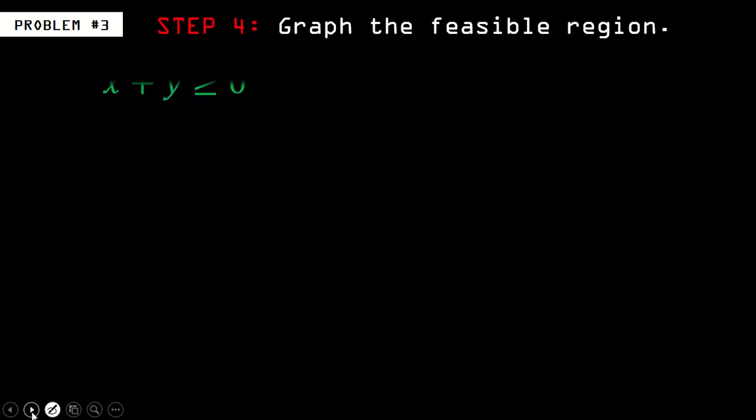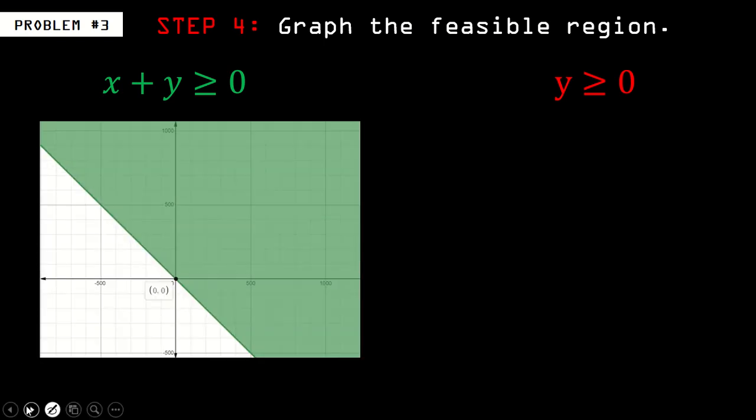The next one, we have x plus y greater than or equal to 0, and then y is greater than or equal to 0. Identifying the intercepts for x plus y greater than or equal to 0: if we let x be equal to 0, y is equal to 0. If we let y be equal to 0, then x is equal to 0. So the intercept here is at the origin. Since this is greater than or equal to, this is a solid line. And since it's greater than, we shade the upper part.